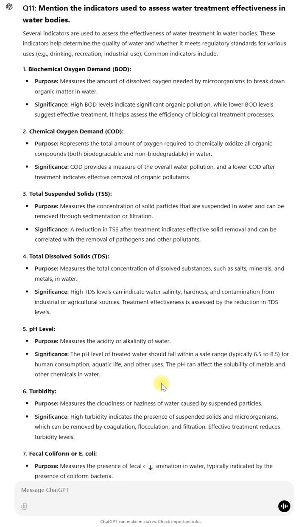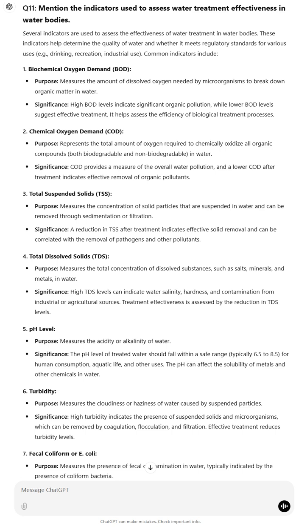Q11. Mention the indicators used to assess water treatment effectiveness in water bodies. Several indicators are used to assess the effectiveness of water treatment in water bodies. These indicators help determine the quality of water and whether it meets regulatory standards for various uses, e.g., drinking, recreation, industrial use. Common indicators include: 1. Biochemical oxygen demand, BOD.